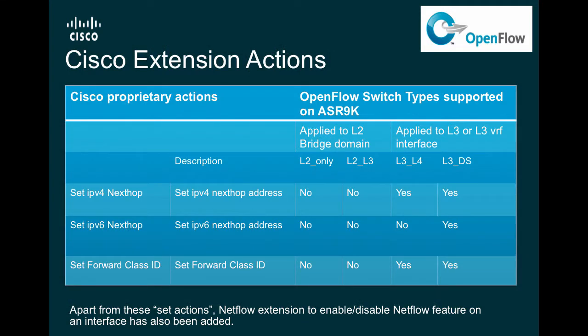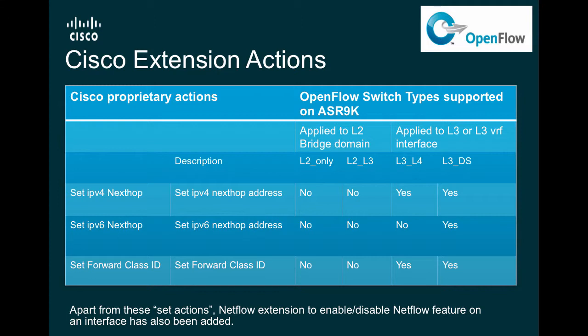Cisco has added support for some extra features on the ASR 9000. You have the set next hop, which could be either an IPv4 or an IPv6 next hop that can be used to redirect your IPv4 or v6 traffic to a specified next hop address instead of using your destination address in the packet. This provides ACL-based forwarding kind of functionality using OpenFlow. The IPv4 next hop address can be only applied to a layer 3, layer 4 or a layer 3 dual stack switch.